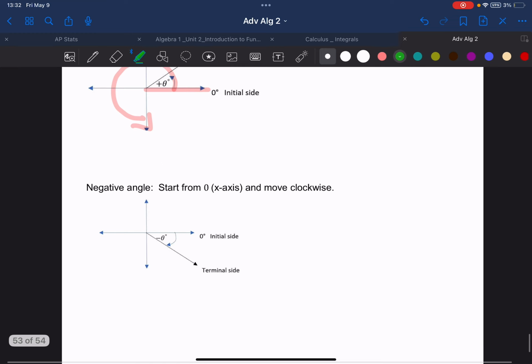And then the last one here is talking about a negative angle. So we're still starting from standard position, but now we're going clockwise, which means we're going in this direction. And notice that we're going under the x-axis when we start. So our theta value is going to be negative, so we have a negative angle.